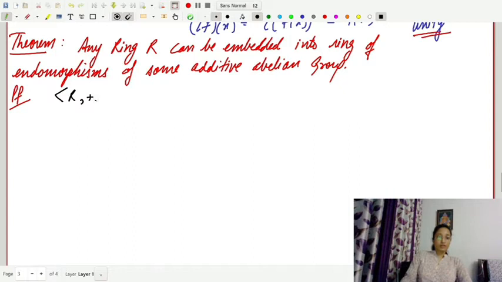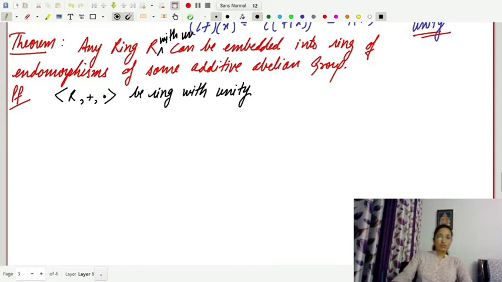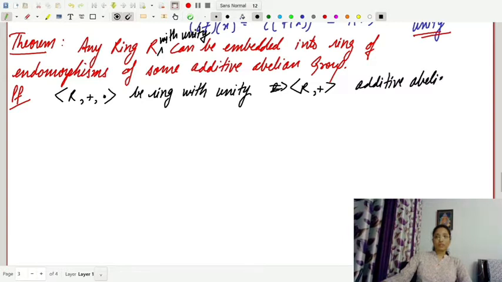Let R under plus and multiplication be a ring with unity. Any ring with unity है उसके अंदर. Then R under addition forms an additive abelian group, to be denoted by R+, that is, R under addition as an additive abelian group.